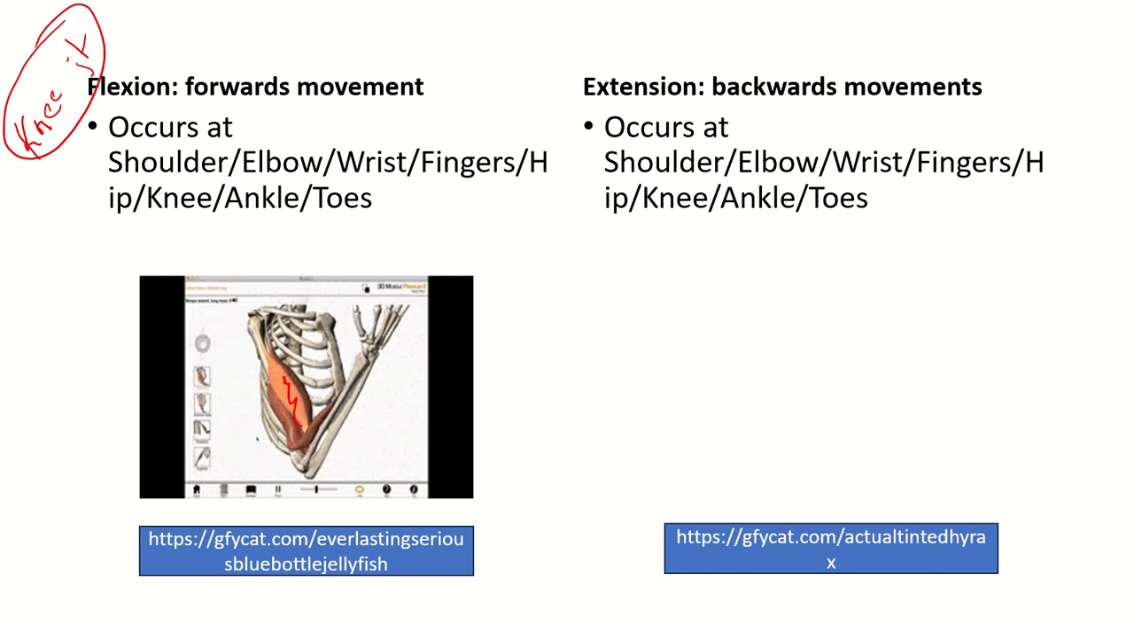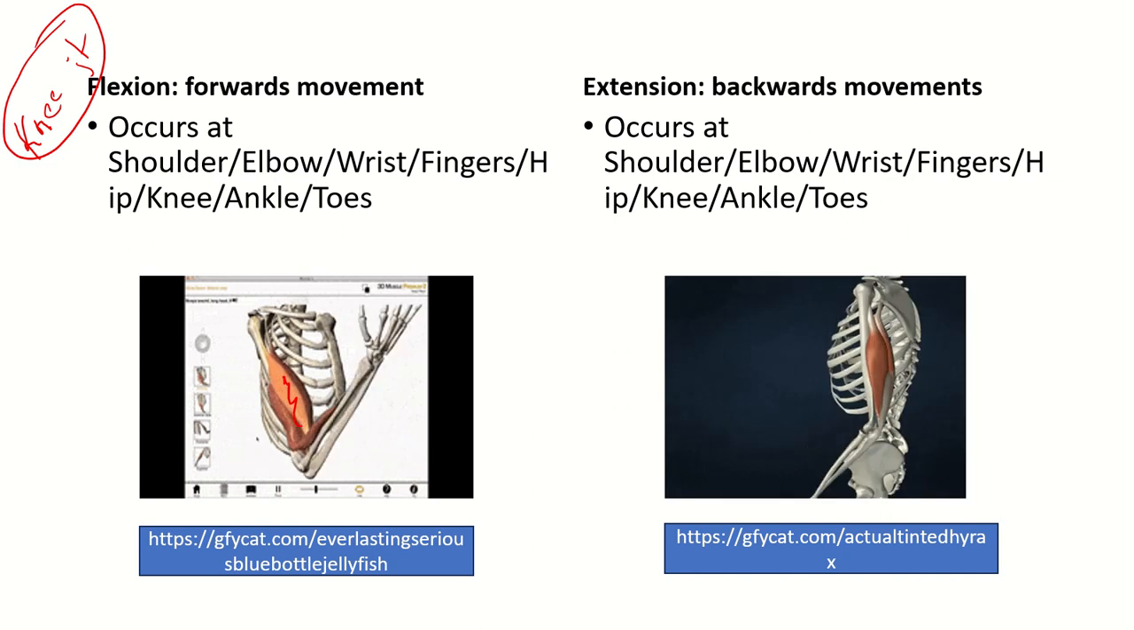Extension is backward bending or straightening, which occurs at almost all the joints, excluding the knee. Okay, so this is the video for triceps brachii, which is doing extension. You can see the muscle bulking out when it is very much active. Just remember this for now. Muscle is bulking out when it is very much active.